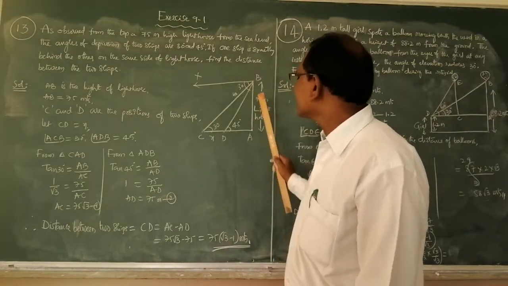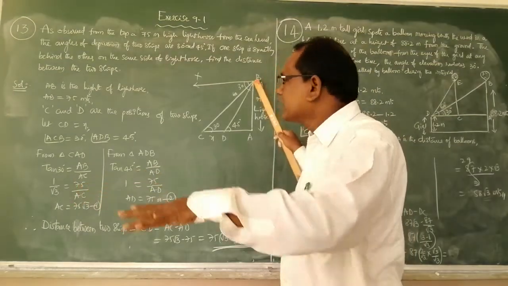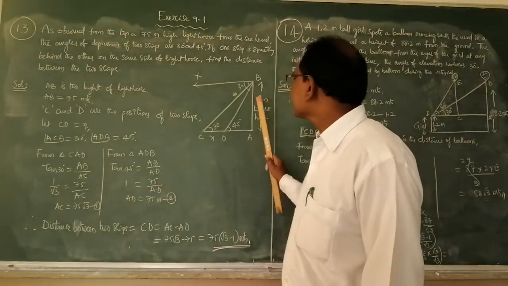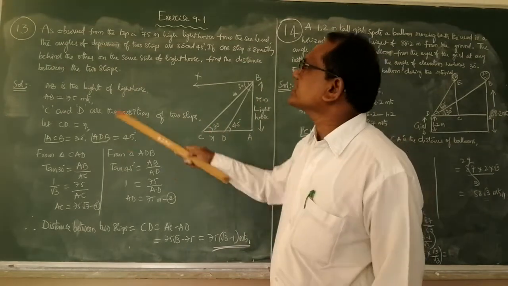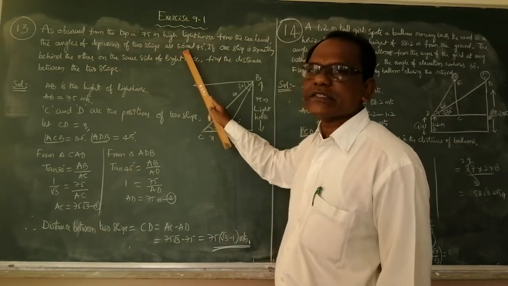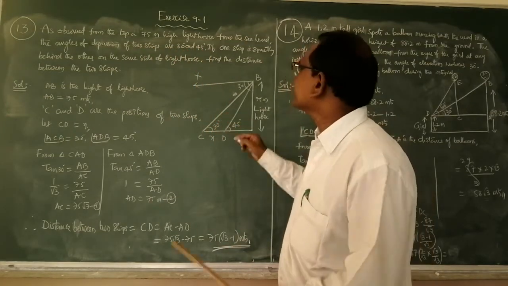This is the height of the lighthouse. From the top of the lighthouse they are observing the two ships. The two ships are coming towards the lighthouse. So here, the angles of depression of two ships are 30 degrees and 45 degrees. This is 30 degrees and 45 degrees.